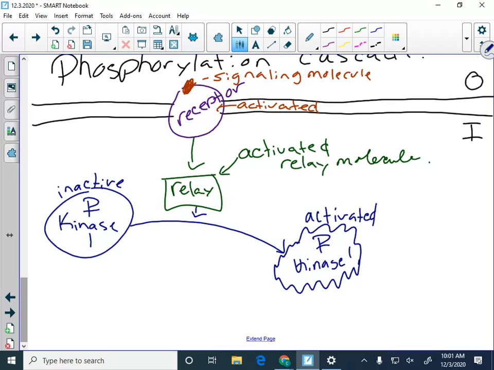Like I said, this is just a general structure. This can happen in a lot of different ways with a lot of different proteins. There is no protein kinase 1. It's just a protein kinase.